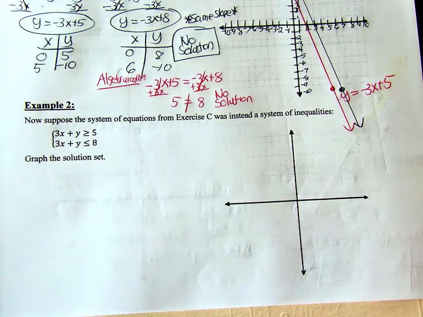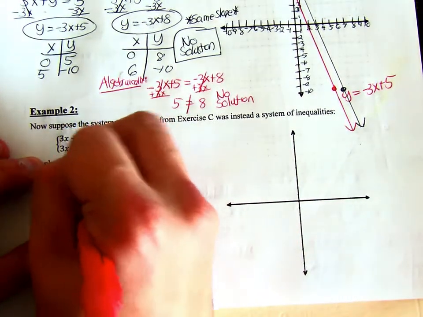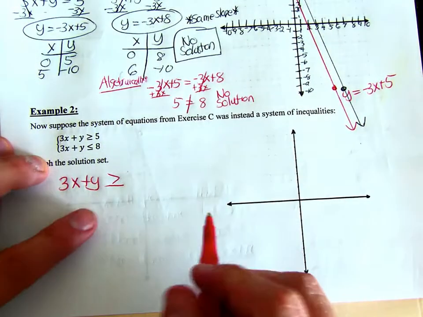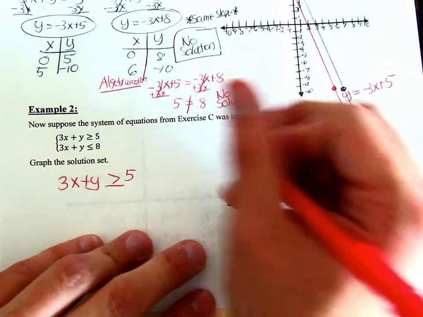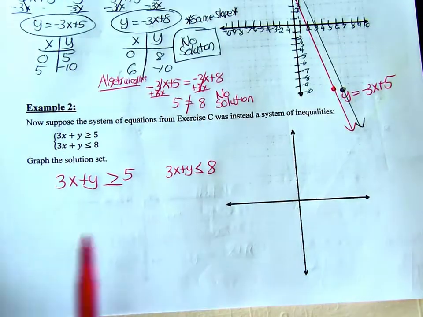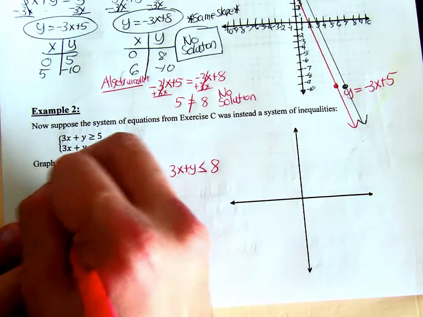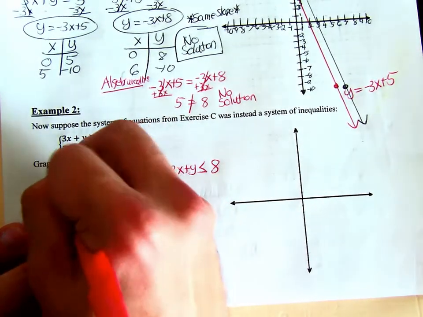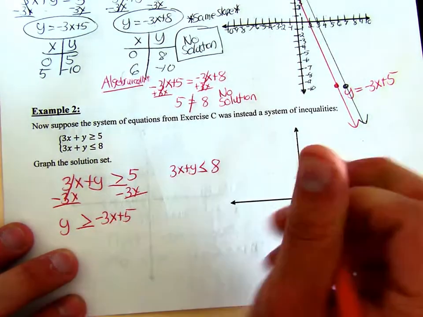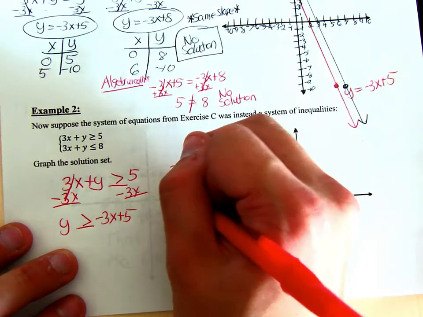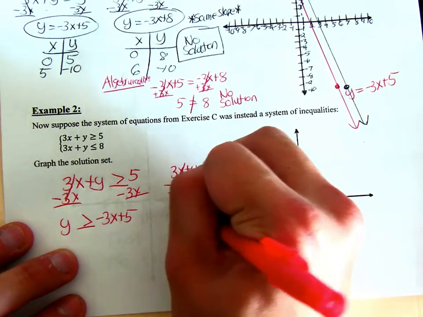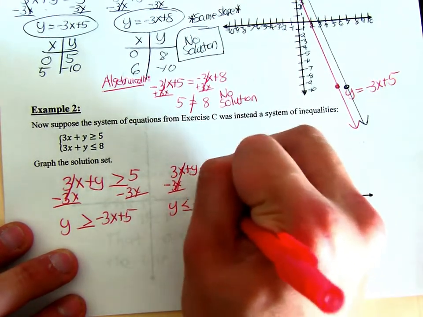So what I'm going to do is I'm going to have 3x plus y is greater than or equal to 5. And then I also have 3x plus y is less than or equal to 8. I'm going to solve these both for y. So I'm going to subtract 3x, subtract 3x. So I'm going to get y is greater than or equal to negative 3x plus 5. And I'm going to do the same thing on this side. So we have negative 3x minus 3x. So we get y is less than or equal to negative 3x plus 8.